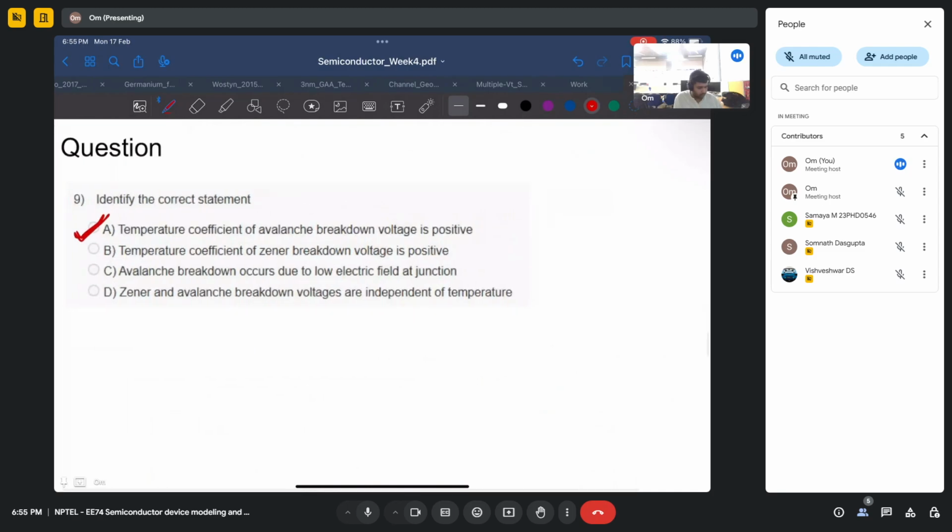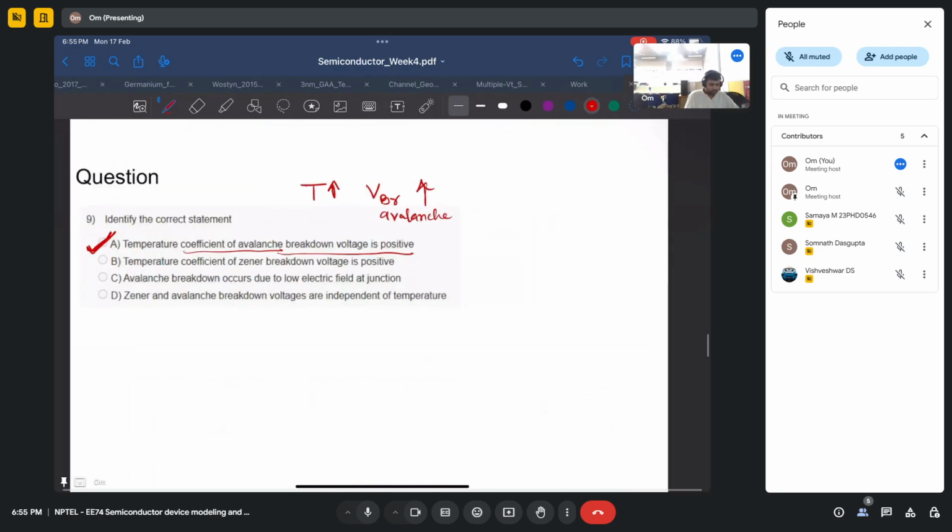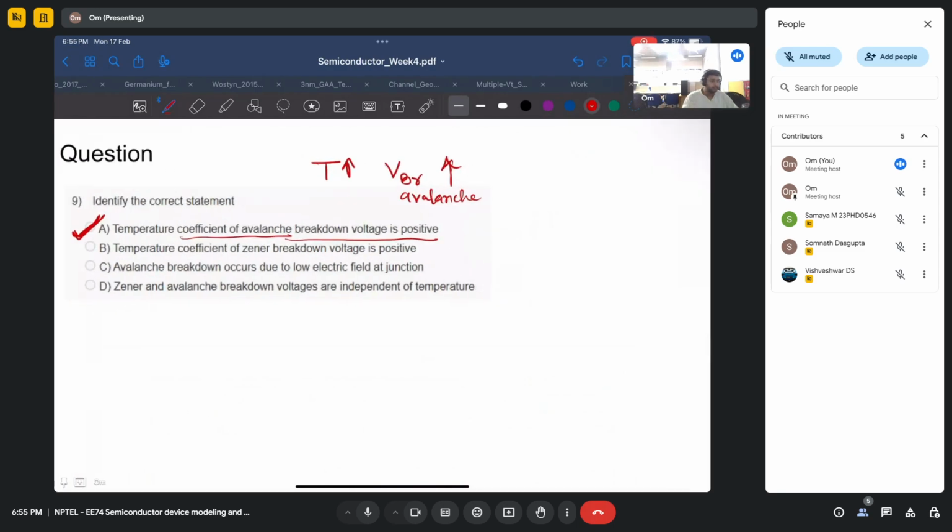Okay, so let's see why. What it means is the temperature coefficient of avalanche breakdown voltage is positive. What does this mean? As temperature increases, the breakdown voltage in avalanche increases. To understand this, we need to know what avalanche breakdown is. Have you seen the video for avalanche breakdown? No, sir. Okay, so let me explain very briefly.